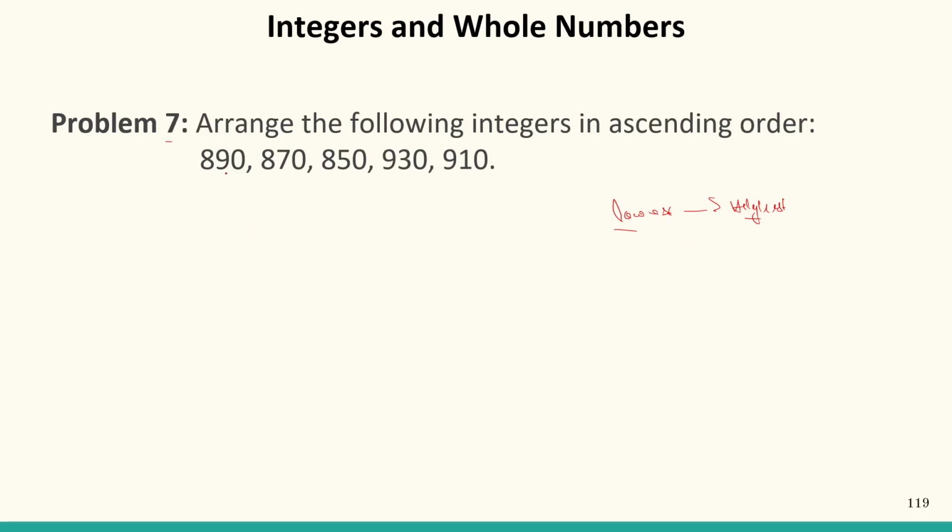So let's see which among these is actually the lowest one. As I can see right here, 850 is the lowest, then 860, 870, right? Then 890, then 910, and then 930, right? So this will be the ascending order.